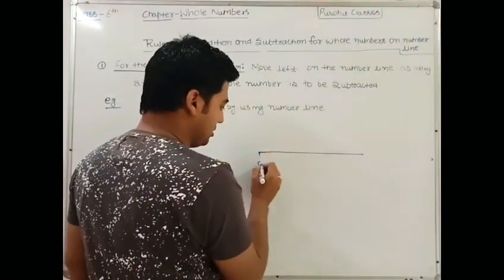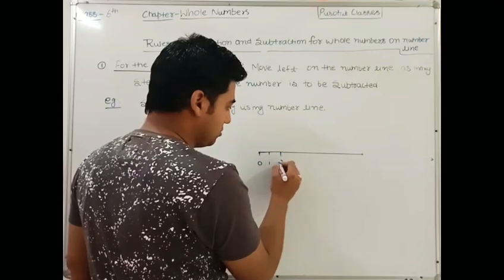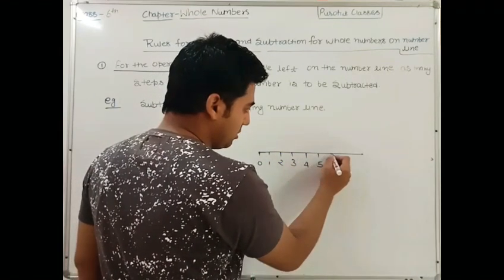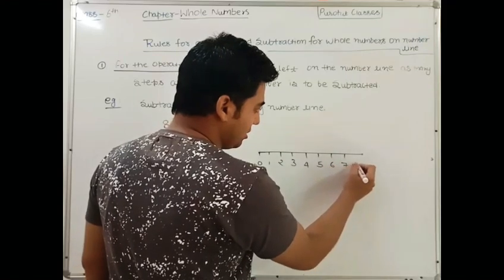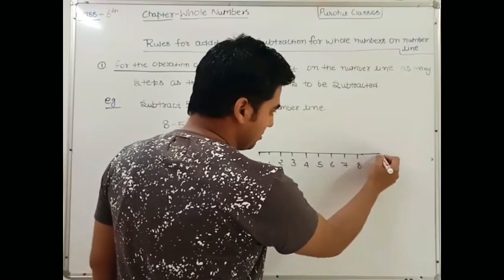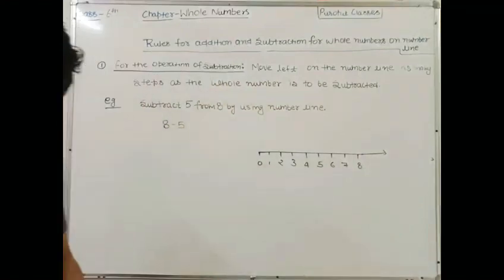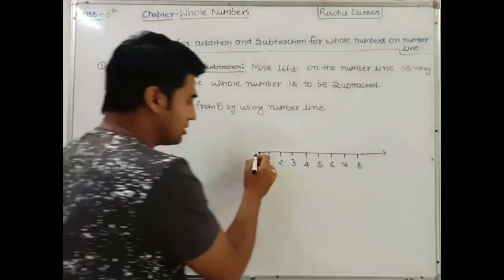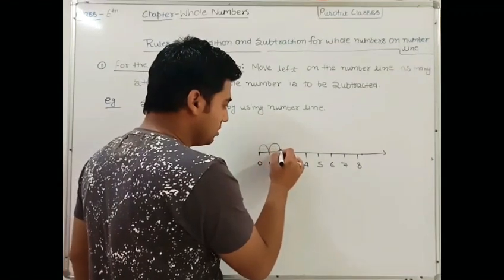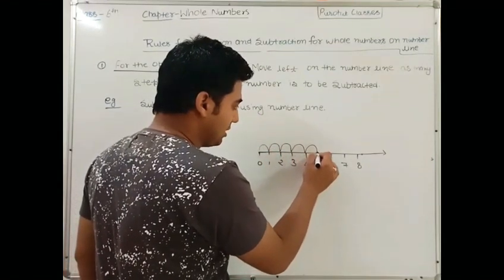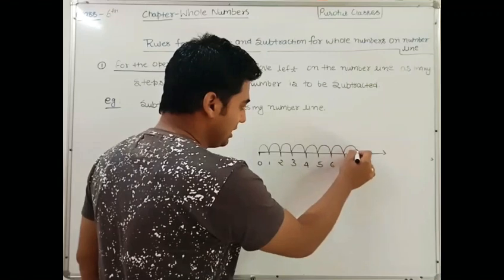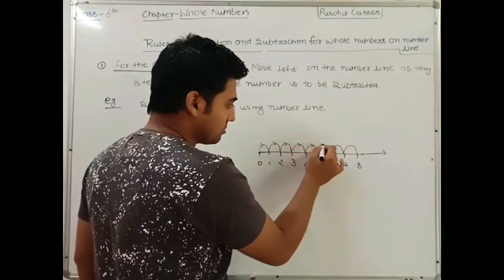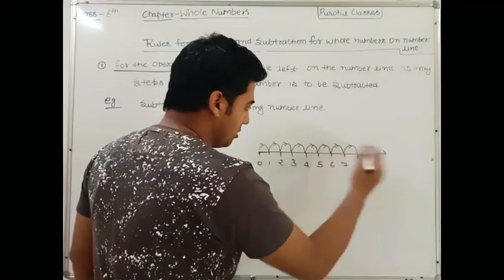So small 0, 1, 2, 3, 4, 5, 6, 7, and let's say this is 8, and this is a number line. It will move up to infinite. Okay, what we have to do, first we will move from 0 towards 8. So this will be 1, 2, 3, 4, 5, 6, 7 and 8. This is showing that we are moving in the right direction, towards the right hand side.